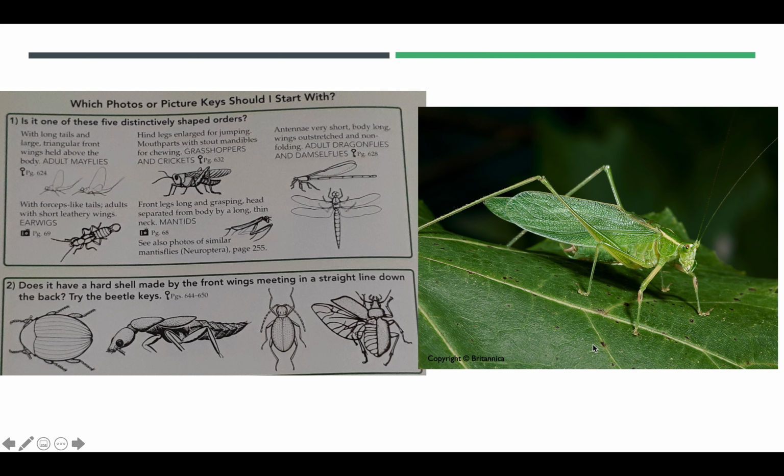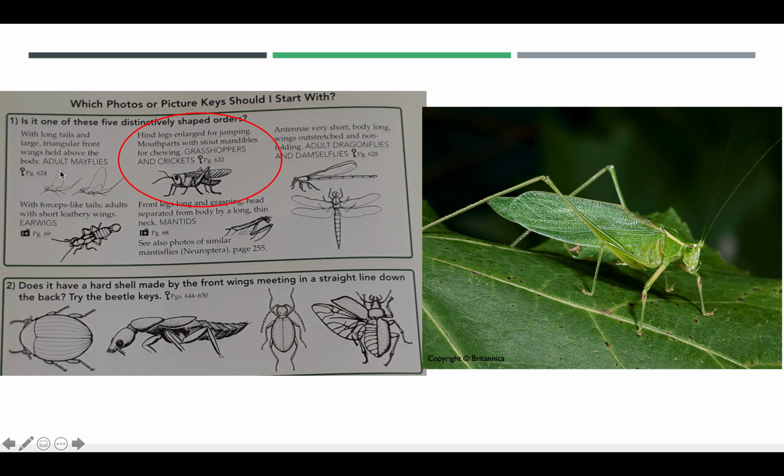Okay, so here's an interesting insect on the right-hand side. The first question that we open up to when we open the dichotomous key in Marshall's is: is it one of these 5 distinctly shaped orders? So which order do we think this insect might belong to? Orthoptera. Okay, awesome. So yes, this is order Orthoptera, grasshoppers and crickets.